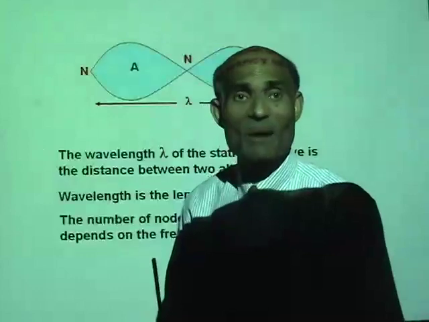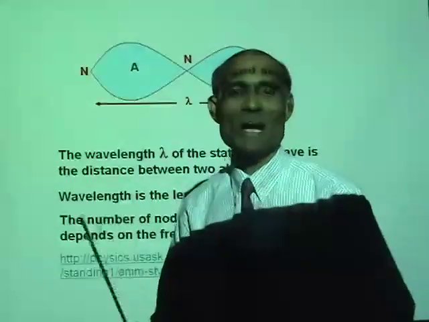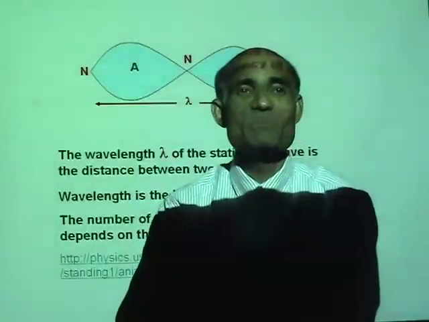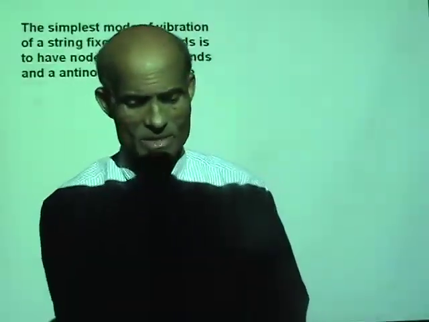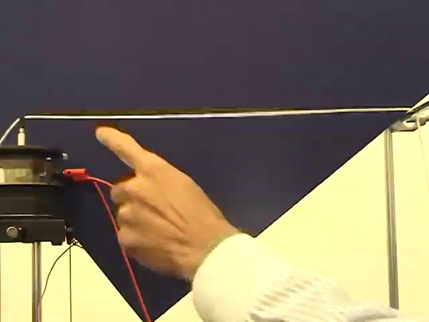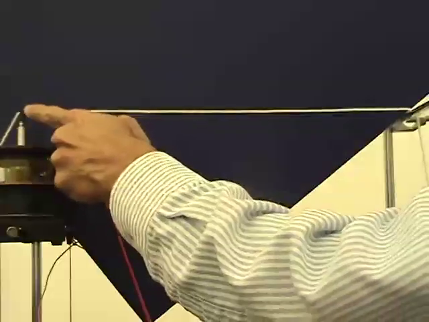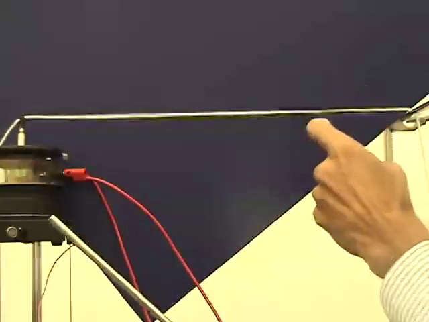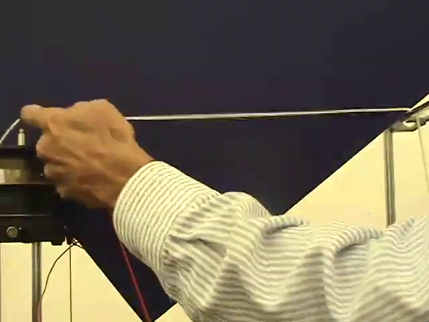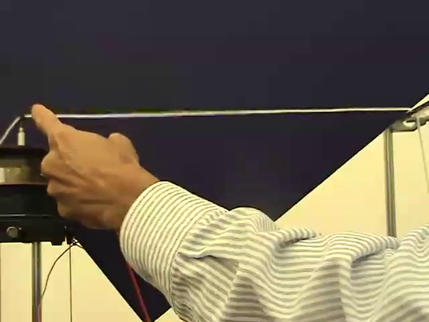Well, I think I'm going to demonstrate that to you. I will show that to you in a demonstration a little later. All right, let's see if I can demonstrate that to you. I have now a string stretched between the mechanical vibrator and a fixed end. You can see the string vibrating. The mechanical vibrator vibrates up and down.